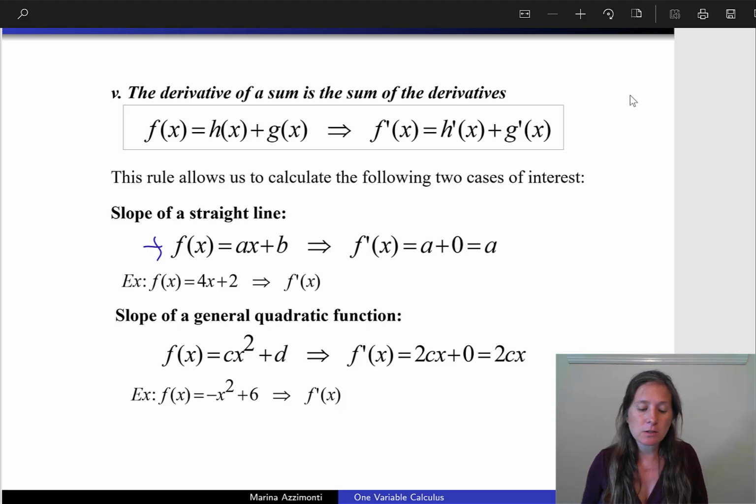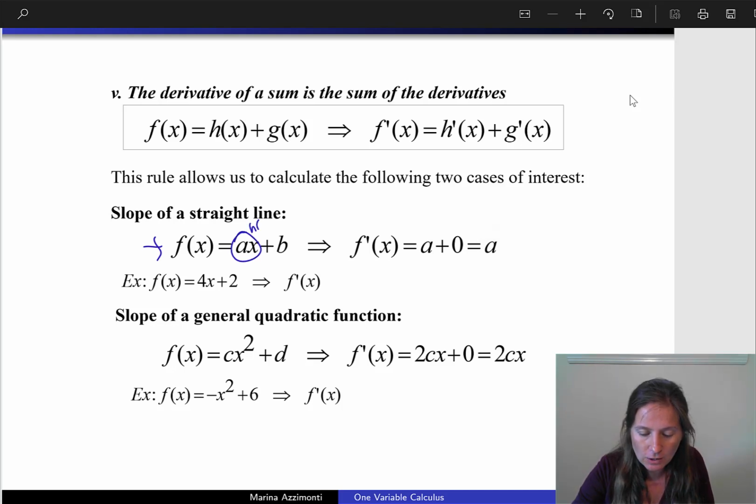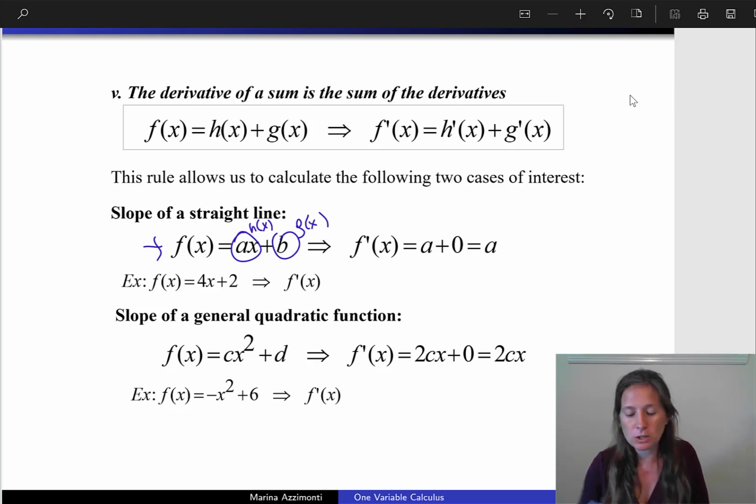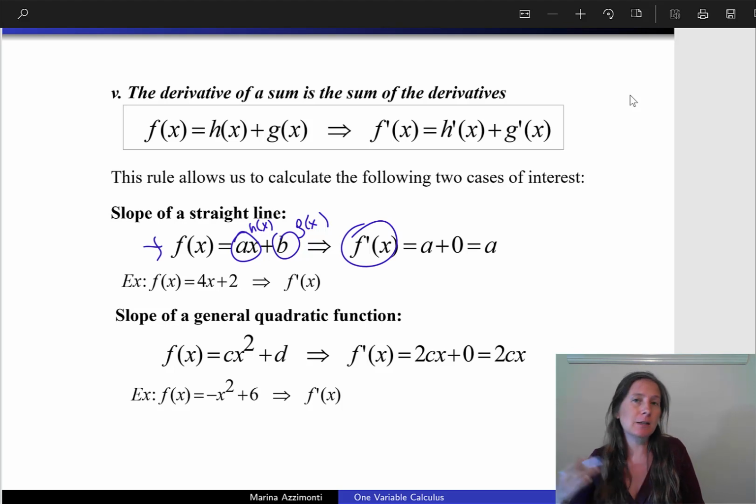So let's think about a straight line of the form ax plus b, as we've seen before. So this is the sum of two functions, the function h of x, which is a times x, and the function g of x, which is simply b. The derivative of h of x, using one of the previous rules, is simply a. The derivative of g of x, this is just a constant, independent of x, is 0. So then the slope of a straight line that has a positive intercept is going to be equal to a.